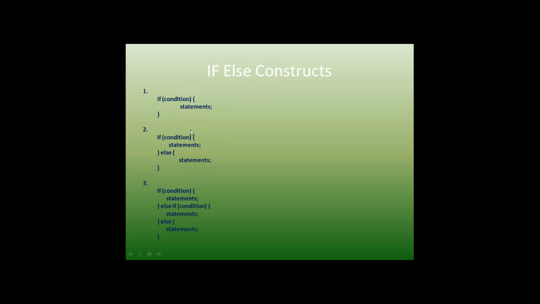In if else constructs, we have three types of if else. One is the simple plain if, where we write if and put a condition. It can be any expression which gives a true or false value. So if this condition is true, all the statements inside these braces are going to be executed. If it is false, it is going to move out of these braces. So no statement gets executed if the condition is false.